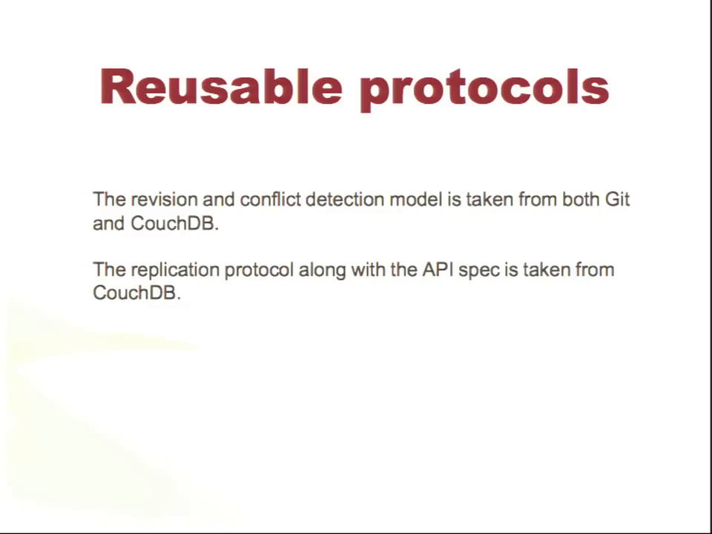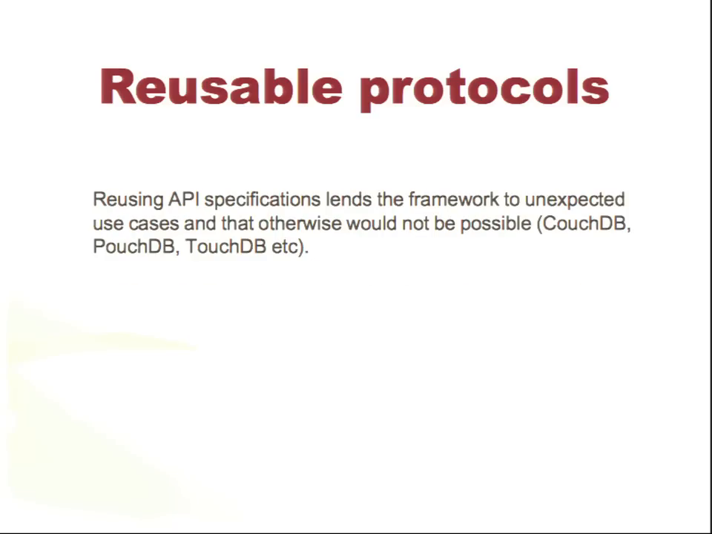And the replication protocol, the various steps that we go through to do replication, is also taken from CouchDB. And the API looks very, very much the same as CouchDB. Again, we're not using CouchDB for anything. We're just reusing this protocol because why reinvent them if someone already solved the problem for us? And reusing this API specification, this protocol, will lend a framework to unexpected use cases that I think can be quite exciting and that otherwise would not be possible.